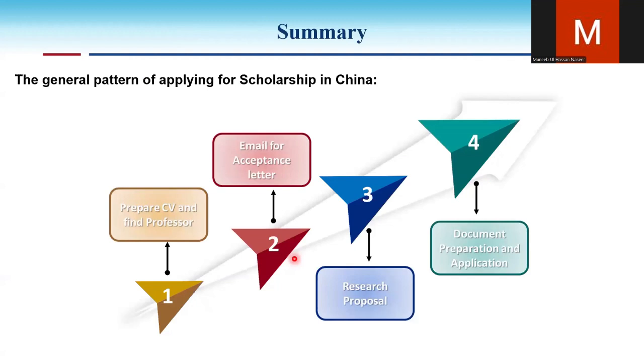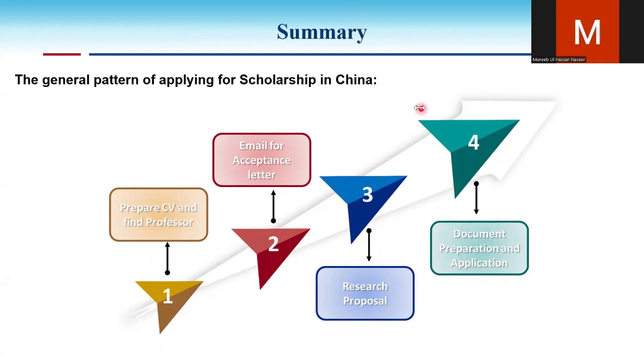So the general view of applying for any kind of scholarship, or the ANSO scholarship in China, is that you need your CV at the first stage, and you need to contact the supervisor and get acceptance from the supervisor by sending him an email. After that you can prepare a research proposal that could be either your own topic, or if you have acceptance then it should be recommended by your supervisor, and then prepare your documents and submit your application before your final interview and final selection.